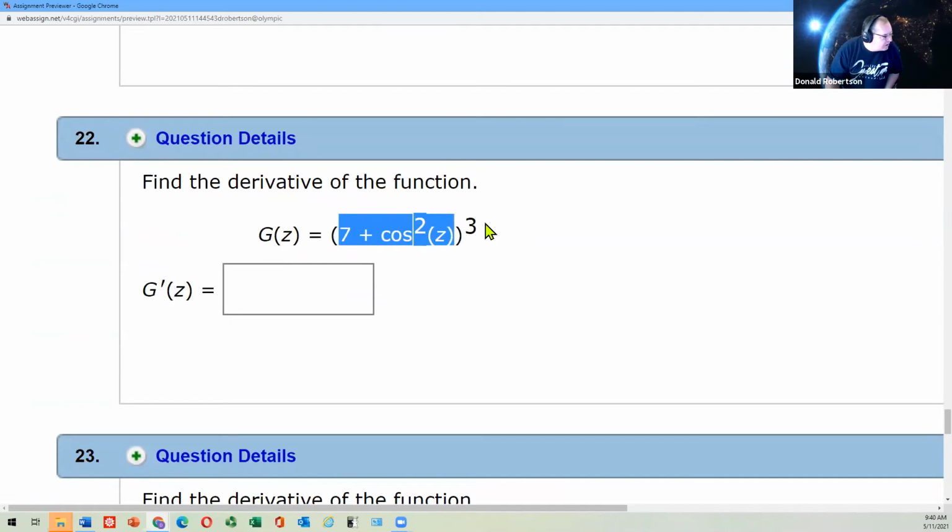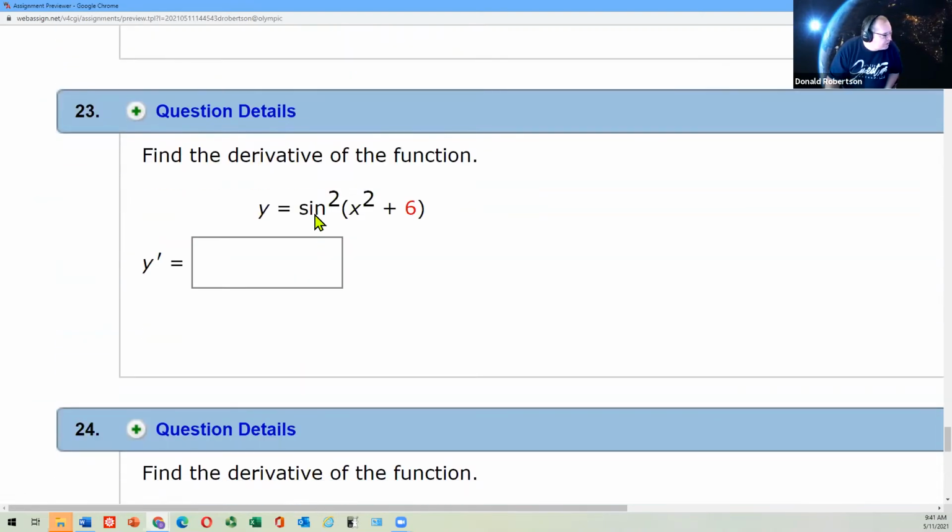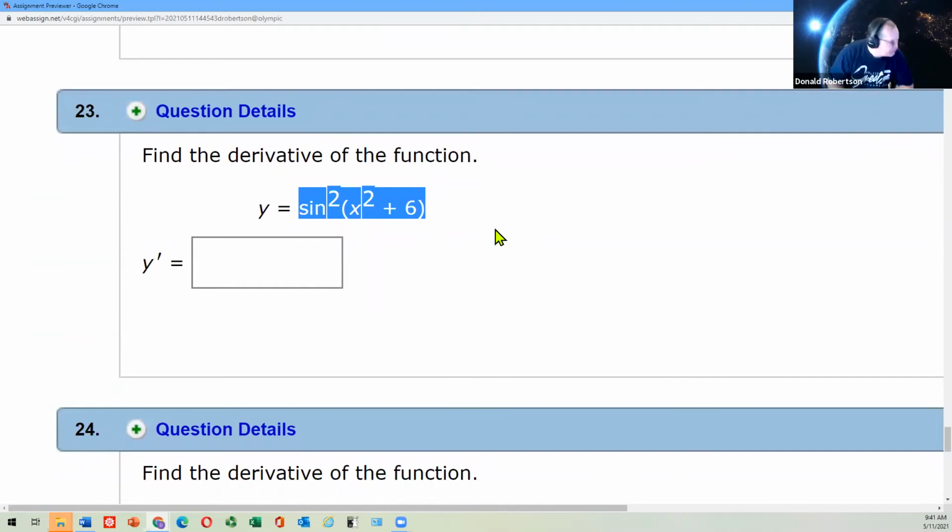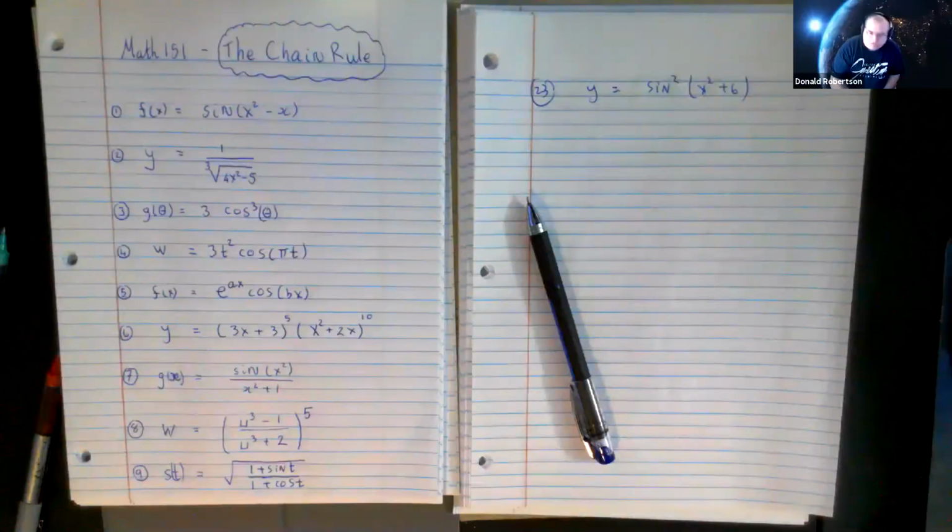There's an ugly one to the power of 3. It's actually a Russian doll question. This one you would call, let's do this one. He's weird enough, I think. Sine squared of x squared plus 6. I want to differentiate sine squared of x squared plus 6.